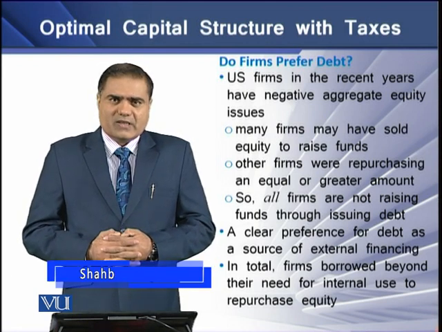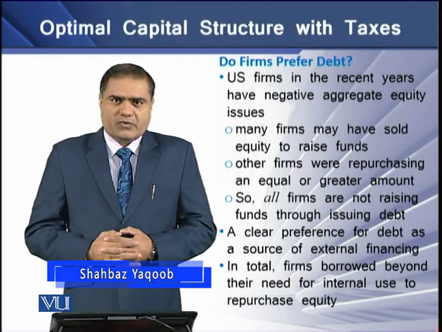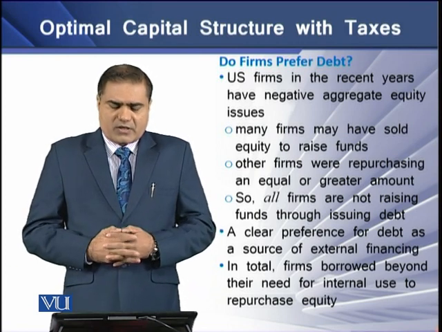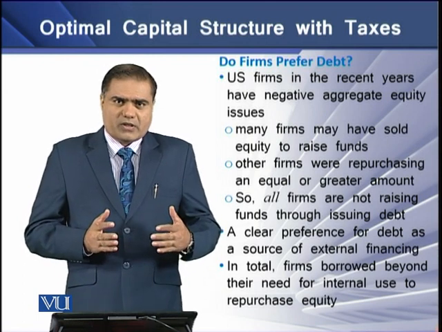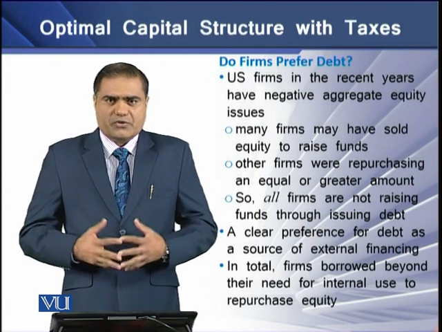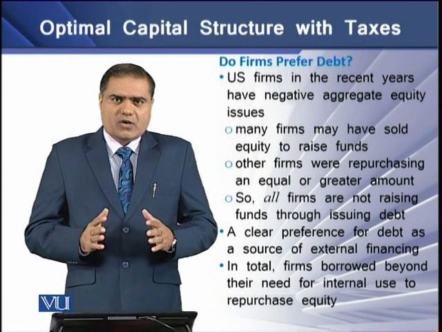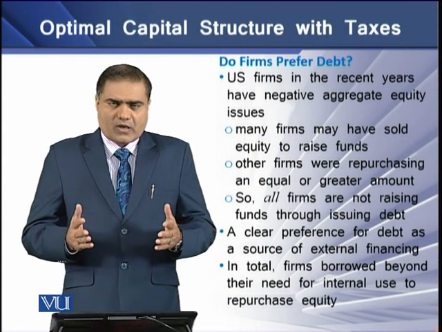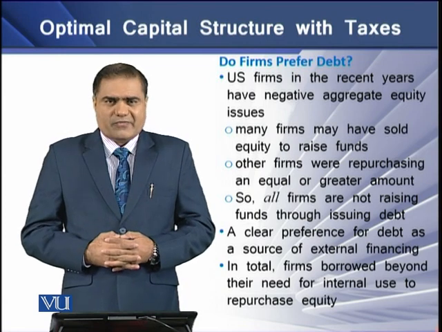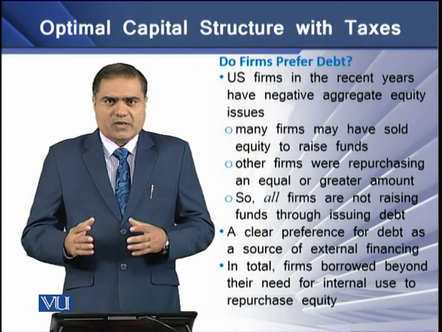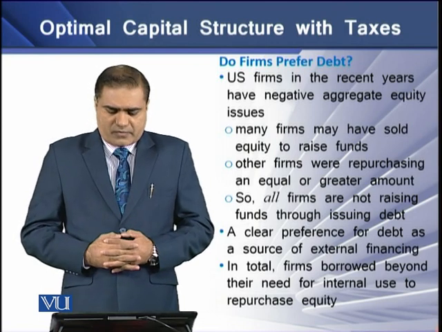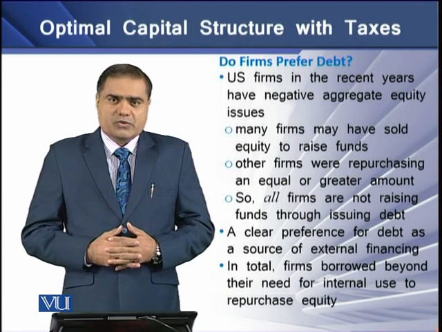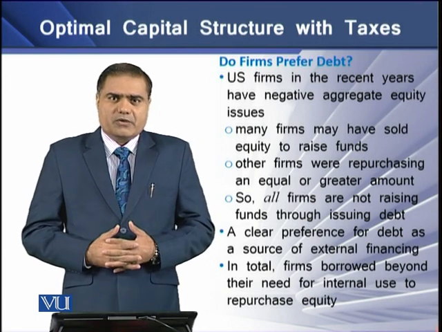In fact, US firms in recent years have negative aggregate equity. This means that many of these firms have sold equity to raise funds, and the other firms were using the funds for the buying or repurchase of their own share capital. But that does not mean that all of the firms were using debt to finance internal funds. We see that there is a clear preference for the usage of debt as a source of external financing by these US firms. In total, the firms borrowed beyond their need for internal usage to repurchase equity capital.